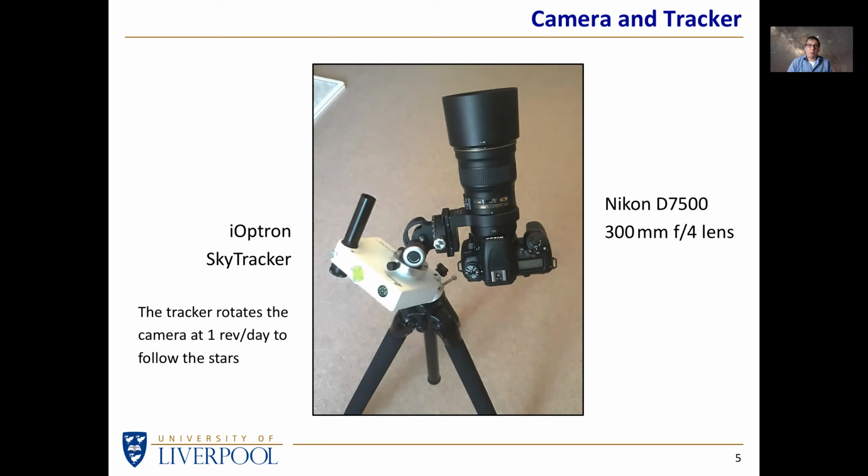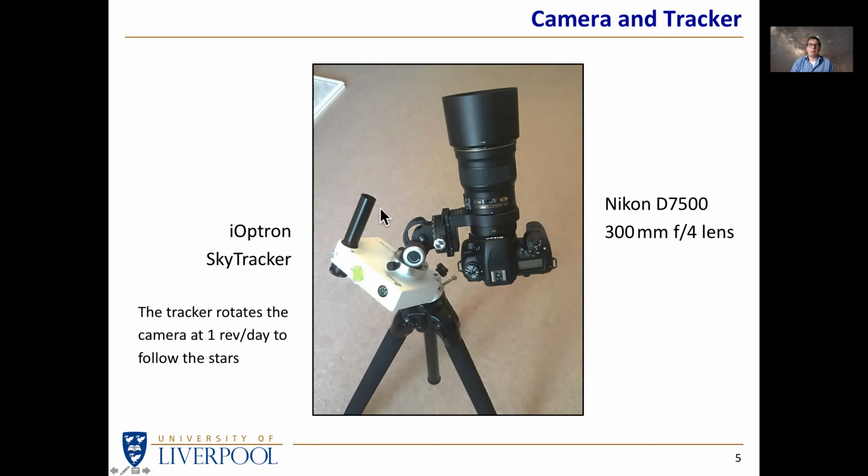It's basically just a box that is motorized so that it turns the camera 1 revolution per day, and hence it compensates for the fact that the Earth is rotating and allows the camera to follow the stars. In order to make sure it's lined up with the Earth's axis, there's a little polar scope on the side that you can see here. And so the idea is you put this tracker on some sort of a tripod, take it outside, point it north and make sure that Polaris is lined up inside this polar scope. Then you know the tracker is lined up with the Earth's axis, and then the tracker simply rotates the camera at 1 revolution per day.